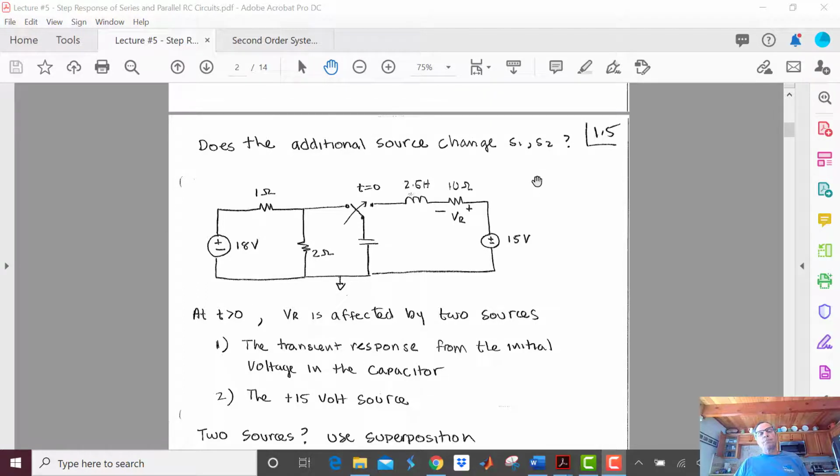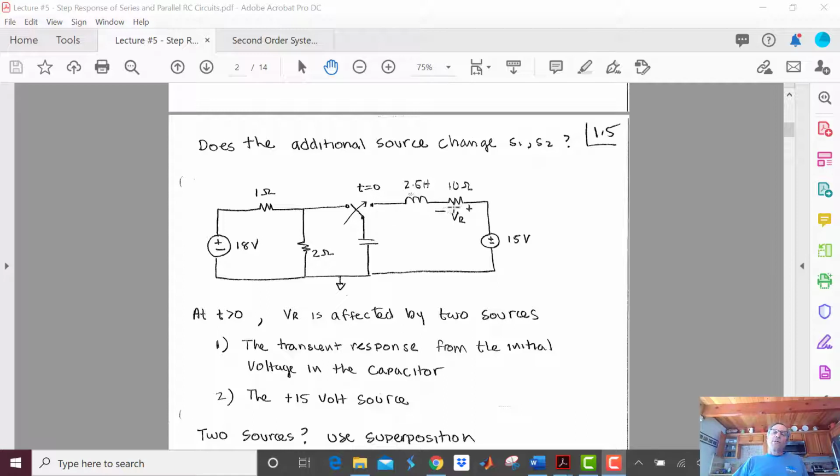And so actually I should clarify that. The 2 sources that are going to affect the voltage in this resistor are the transient response from the initial voltage in the capacitor, because look at this switch, and it's a little different of a switch. At t equals 0, we're going to switch it from here over to here. So you can see at t equals 0 minus, we're going to get some initial voltage on the capacitor, and then when we switch our switch over here, that voltage is going to appear here.